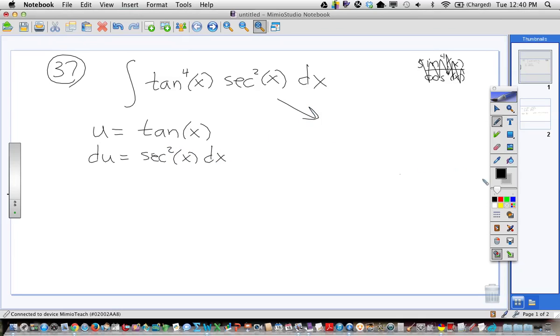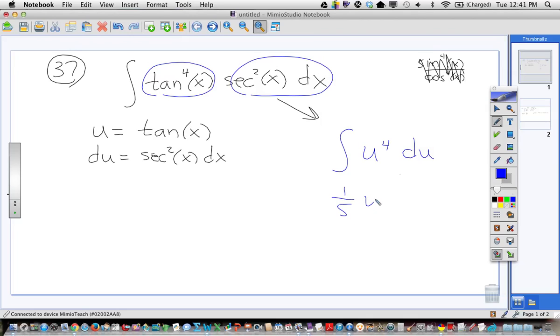So now my substitution, this part would just be u to the 4th. This part would be just the du. Right? And so the antiderivative is now 1/5 u to the 5th plus c. And then we put our tangent back in, so the tangent to the 5th.